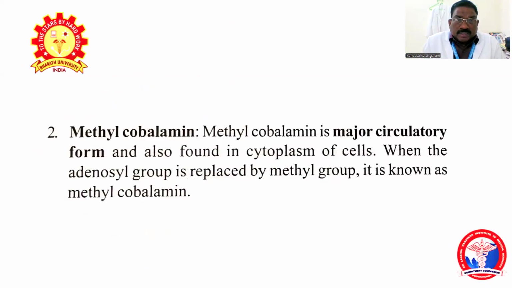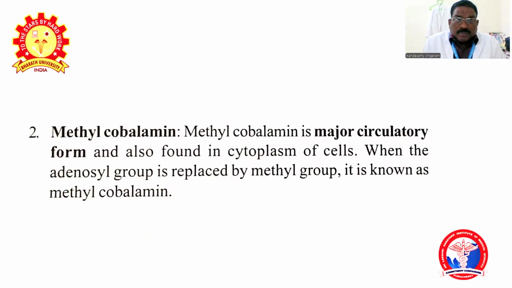The second coenzyme form of vitamin B12 is methylcobalamin. Methylcobalamin is a major circulatory form and is also found in the cytoplasm of the cell. When the adenosyl group is replaced by a methyl group, this is known as methylcobalamin.